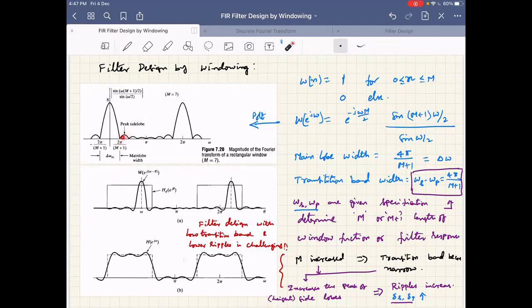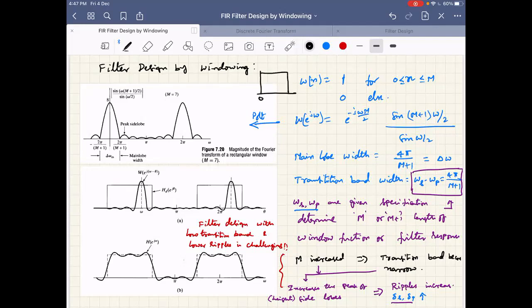So the other option is, rather than increasing the length of the filter, can we change the shape of the filter? What we have here is a rectangular filter in the time domain. So the filter is like this.